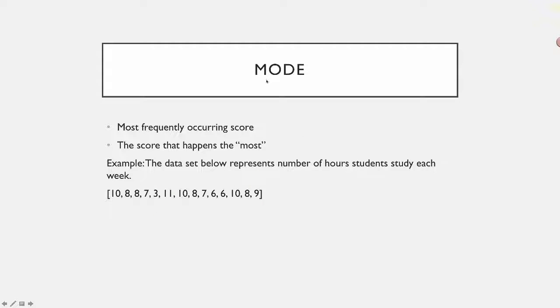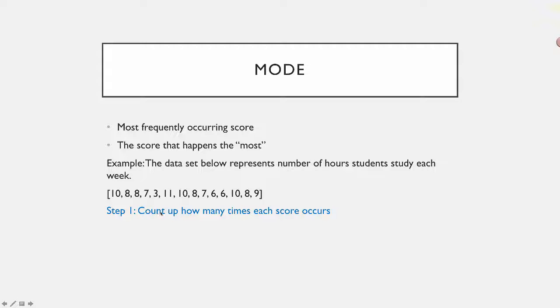And the next measure of central tendency is mode. Mode is the most frequently occurring score in a data set. It's the score that happens the most. So when I think of mode, I think most. Mode is the score that happens the most. So here is an example of finding the mode. This data set represents the number of hours students study each week in a course.